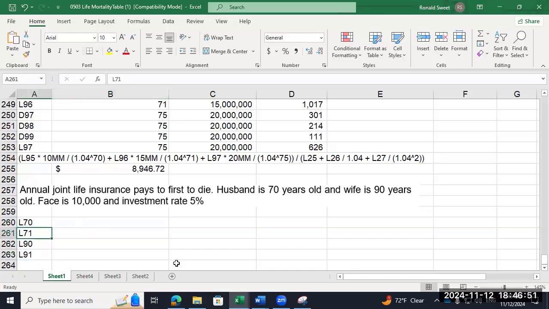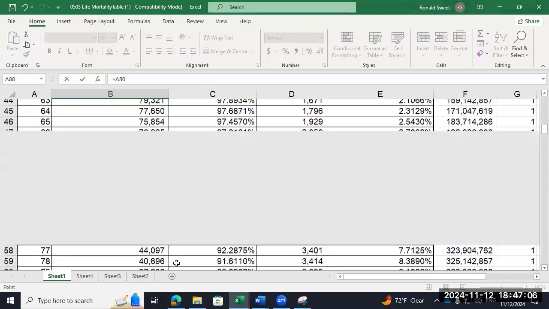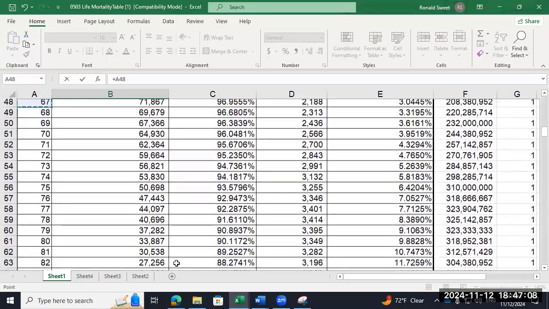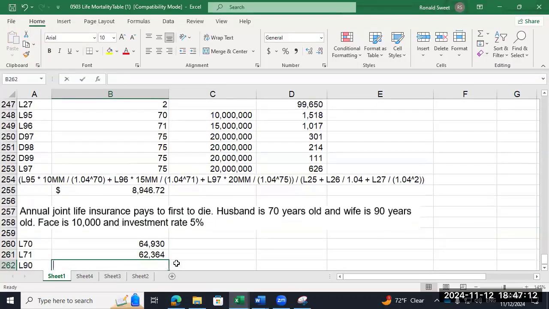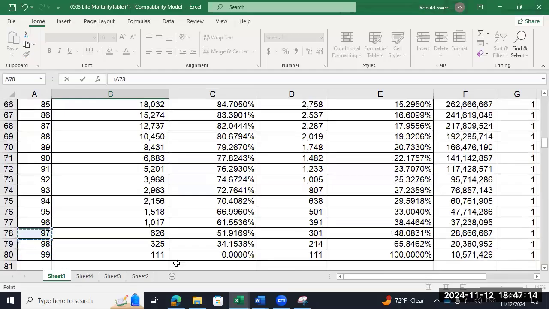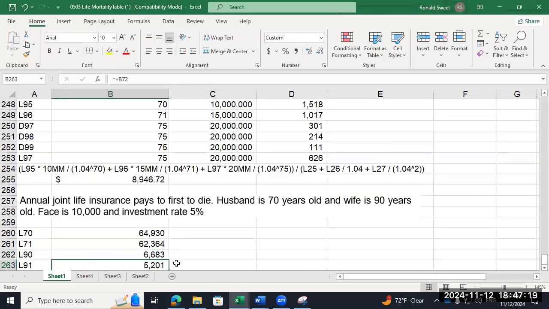There is one problem with this: if we have a husband and wife, we need 2 mortality tables. This is a CSO male table. I don't have a female table, so we're just going to use the male table for both because that's all we have. So L70, L71, and then L90, L91.